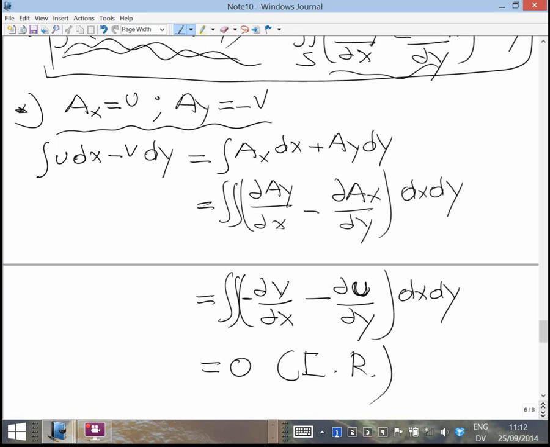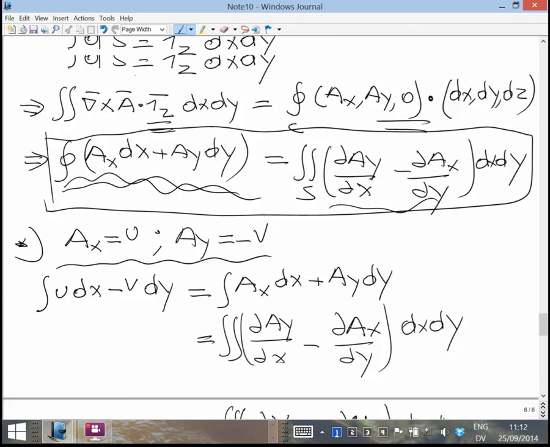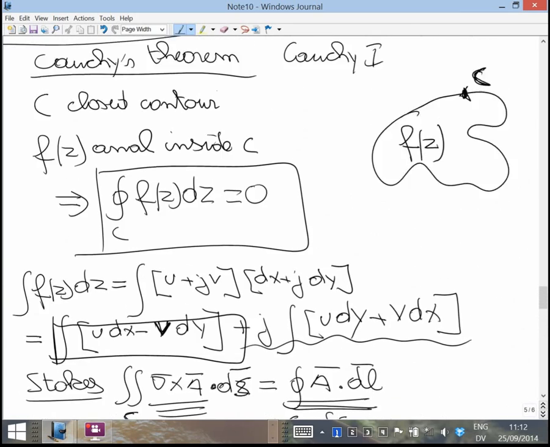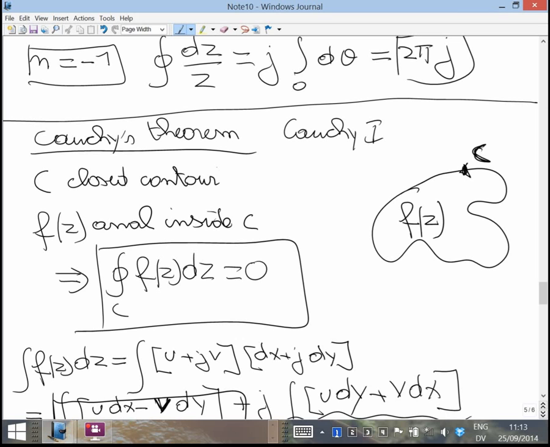And then similarly, you can make a different choice for ax and ay to tackle the second term in that equation, and also prove that the second one is equal to 0. So this is the proof of Cauchy 1. If you have a function which is analytic and you have a closed contour, the contour integral is equal to 0.